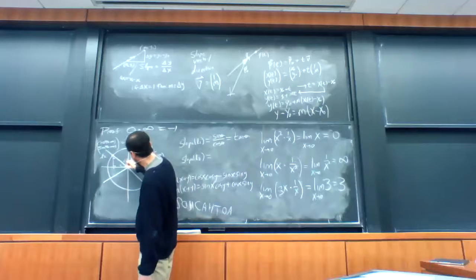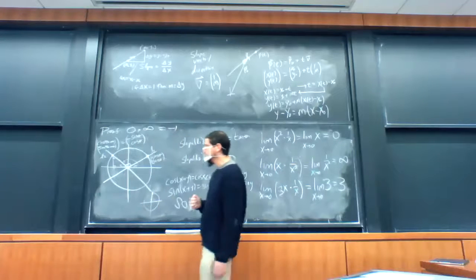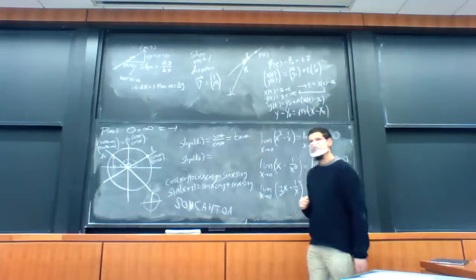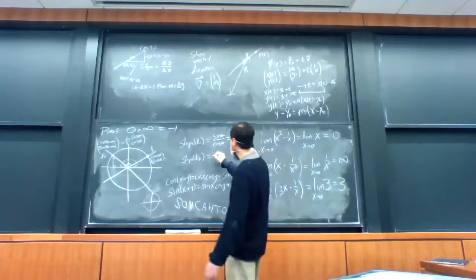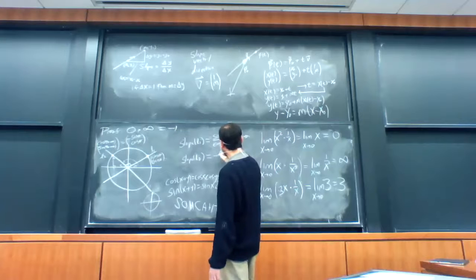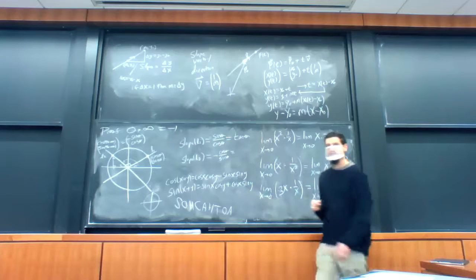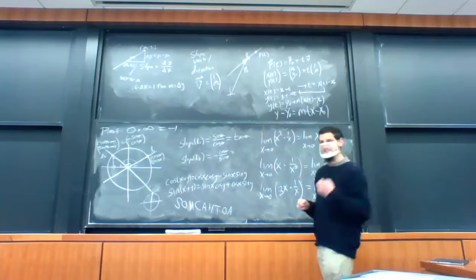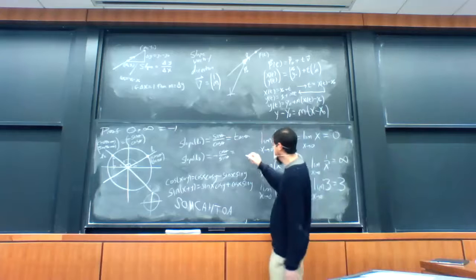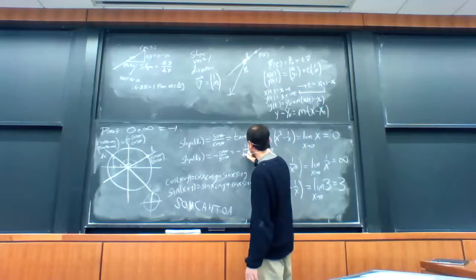I'm going from here to here. What's the change in y? Cosine theta. What's the change in x? Sine theta. So it's going to be negative cosine theta over sine theta, and that's the same as negative cotangent theta, or negative 1 over tangent theta.